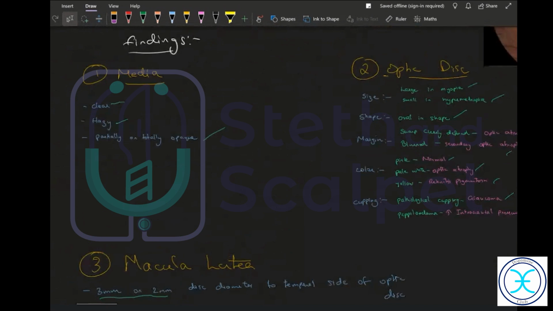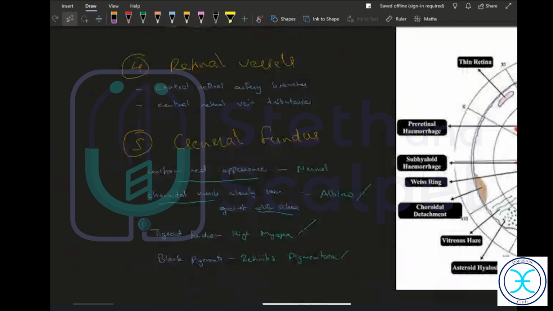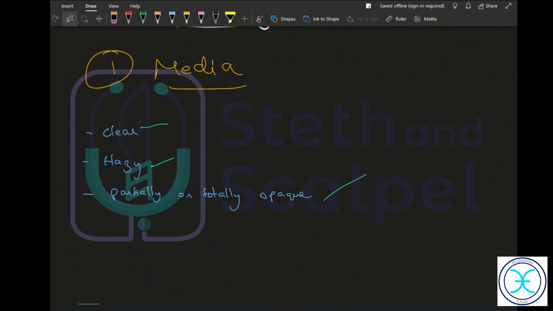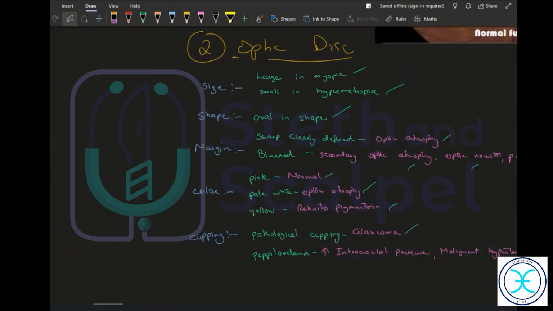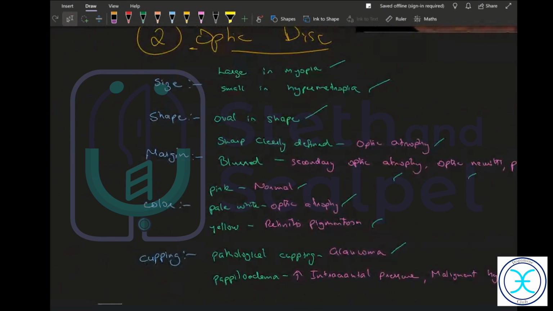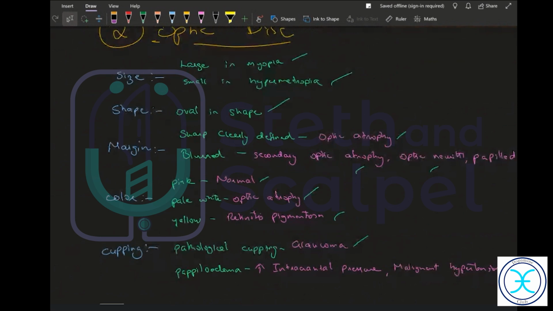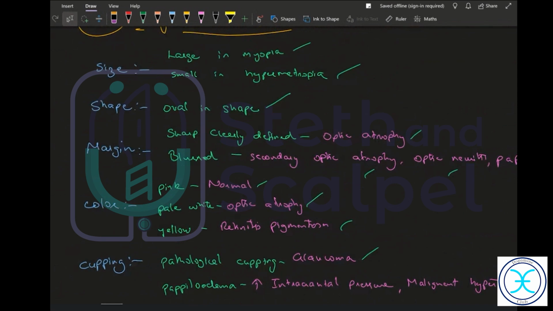First of all, you'll see the media, the optic disc, the macula, the retinal vessels, and the general fundus. The media is usually clear, which is normal. It can be hazy or partially or totally opaque in inflammatory conditions. In the optic disc, the size, shape, margin, color, and cupping are important. The disc is increased in size in myopia and small in hypermetropia. It's usually oval in shape.